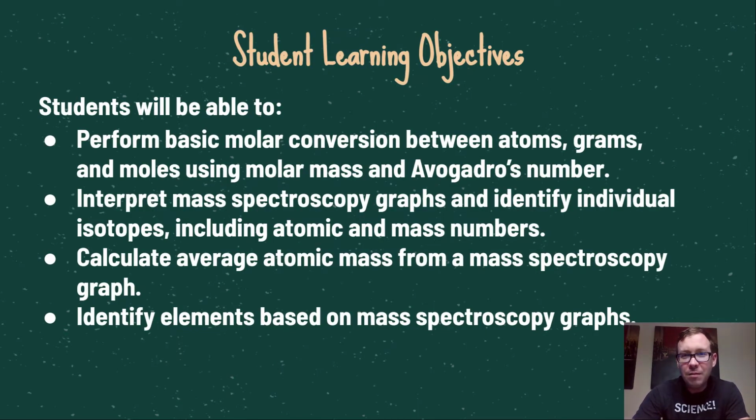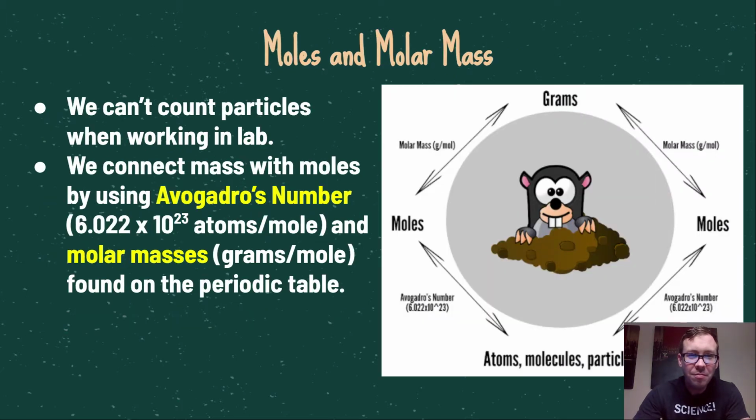So hopefully by the end of this video, you will be able to perform basic molar conversions between atoms, grams, and moles using molar mass and Avogadro's number. You should also be able to interpret mass spectroscopy graphs and identify individual isotopes, including atomic and mass numbers. Calculate the average atomic mass from a mass spectroscopy graph or data, and identify elements based on mass spectroscopy graphs. Let's go ahead and get started.